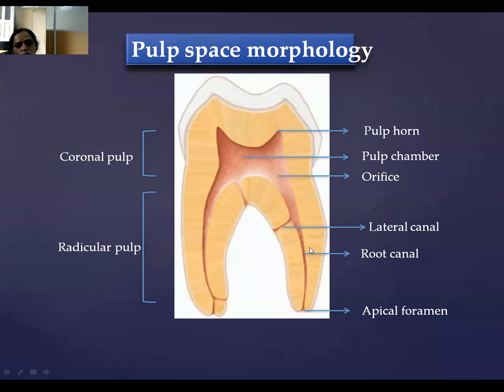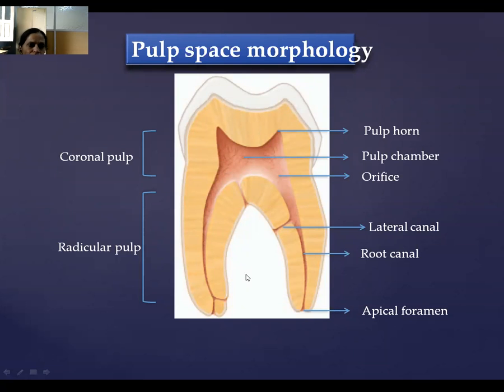Only two things I want to tell you. This is the lateral canal. And one more thing I just want to tell you here, there is the accessory canals. So what is the difference between lateral canal and accessory canals? Here you can appreciate accessory canals. The lateral canals open up on the lateral side of the root canal. And here the accessory canals open up in the apical one third. So this is the definition.